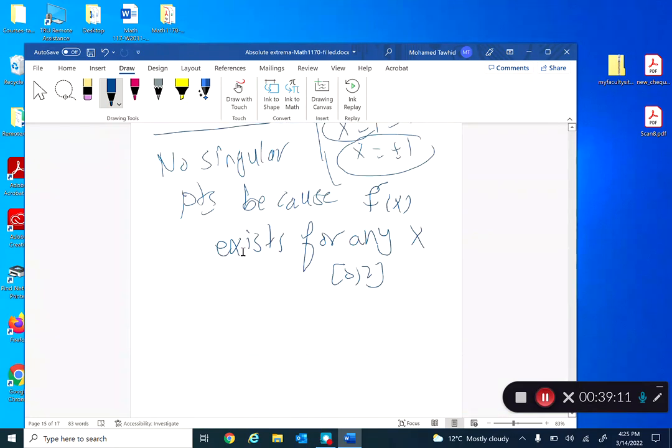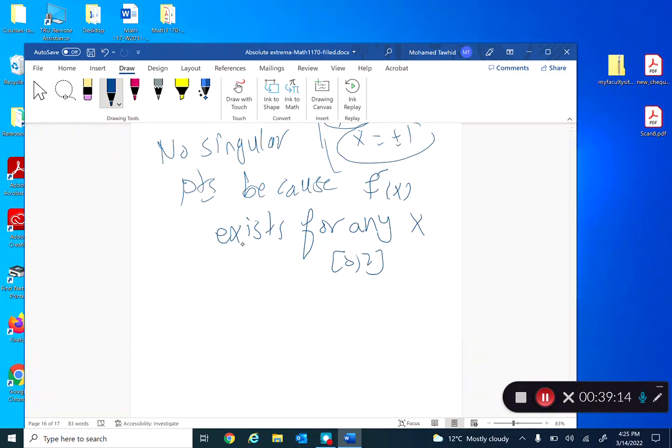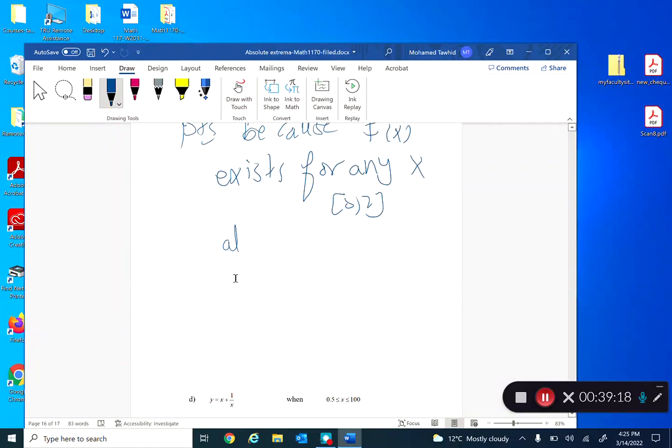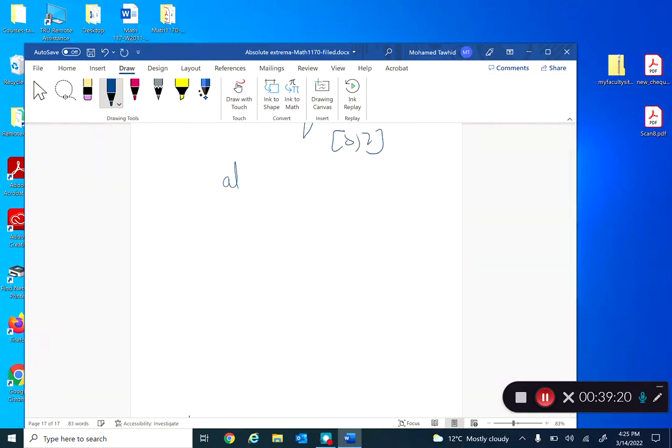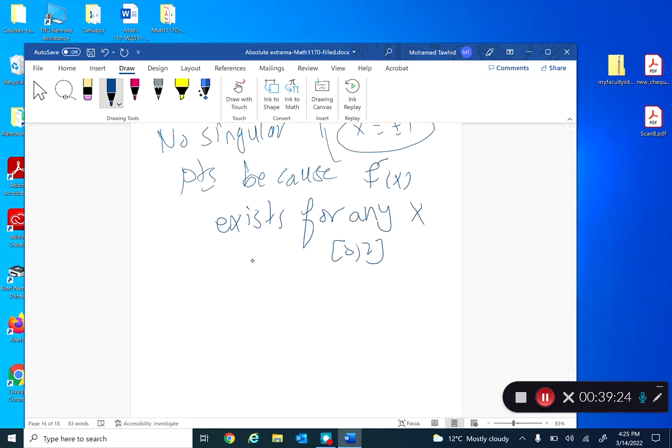So I don't have a singular point, but do we have a stationary point? The answer here is yes. Do we have a stationary point? So let me finish from this. Do we have a stationary point? Let me work through this stationary point.